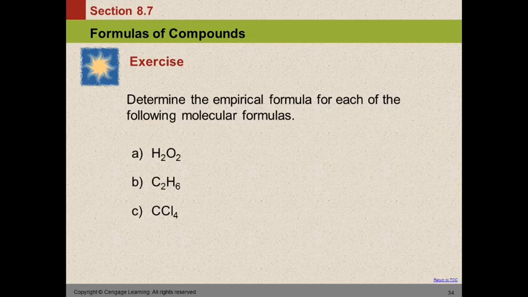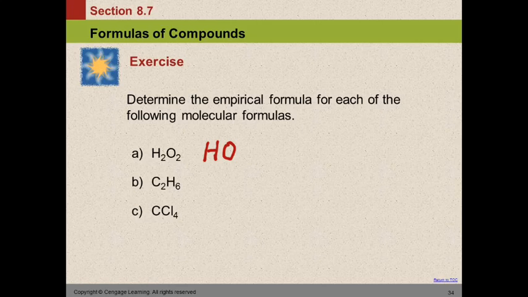So look at these and let's determine the empirical formula for each of these. These are molecular formulas. So for H2O2, what is the lowest ratio of hydrogens to oxygens? HO. So in an actual molecule, this is hydrogen peroxide. In an actual molecule, there are 2 hydrogen atoms and 2 oxygen atoms. That's the actual molecular formula. But the empirical formula is the lowest ratio, which is HO.